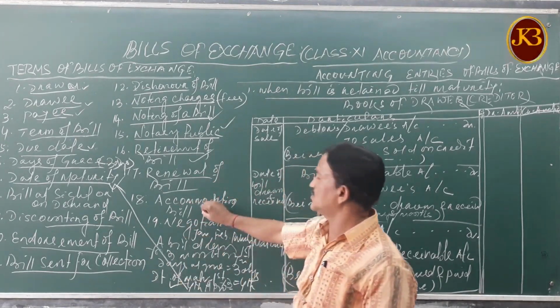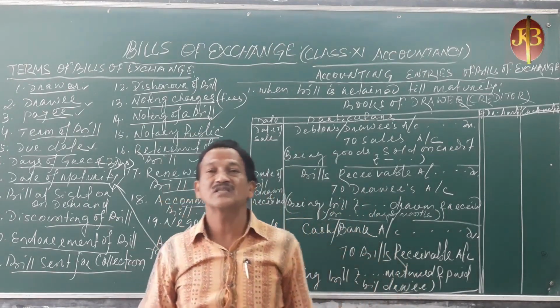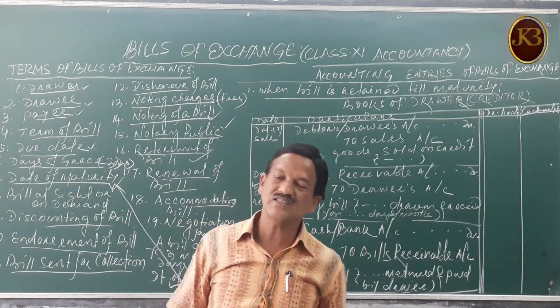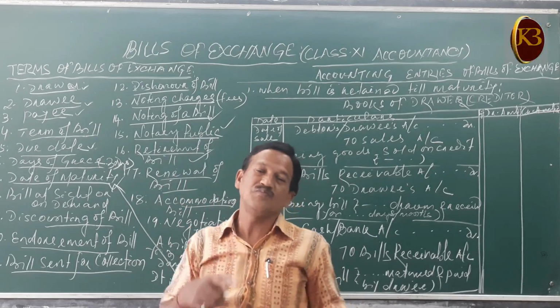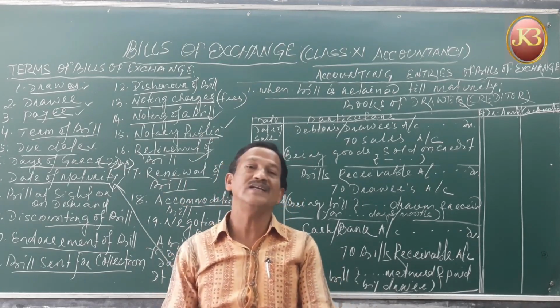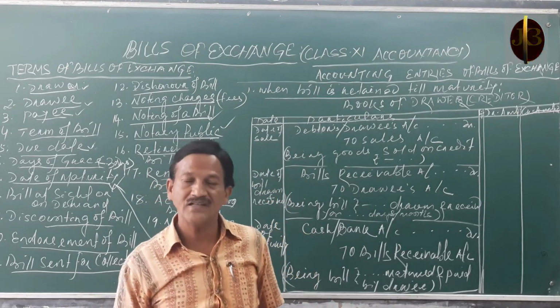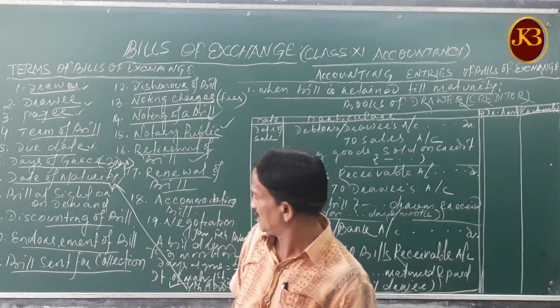Then accommodation bill. Accommodation bill means that bill which is used for mutual help. That means there is no credit transaction, no trading transaction, but some amount I want to give as a loan to my friends. So in these situations, an accommodation bill is used.